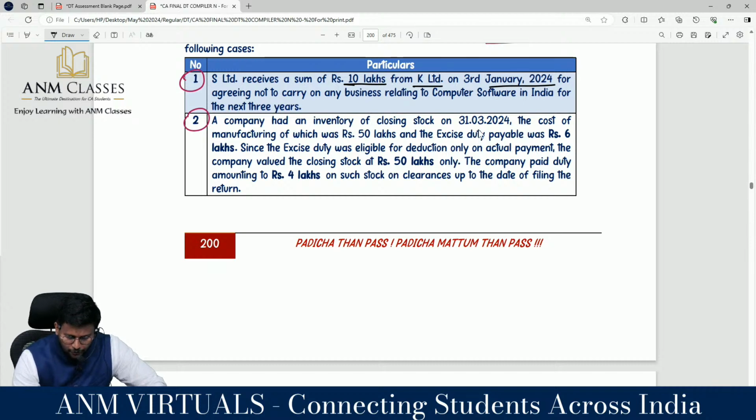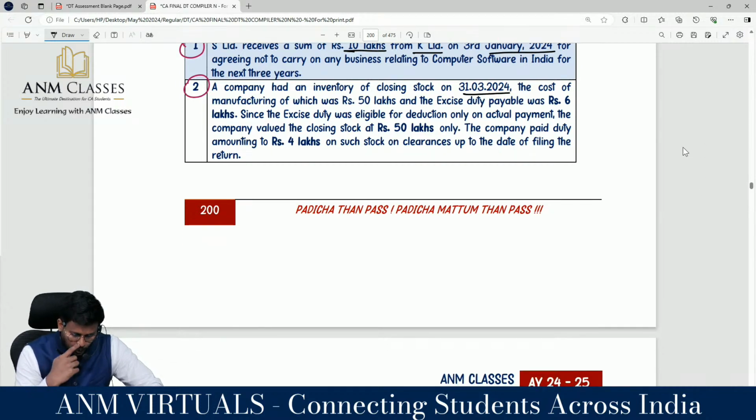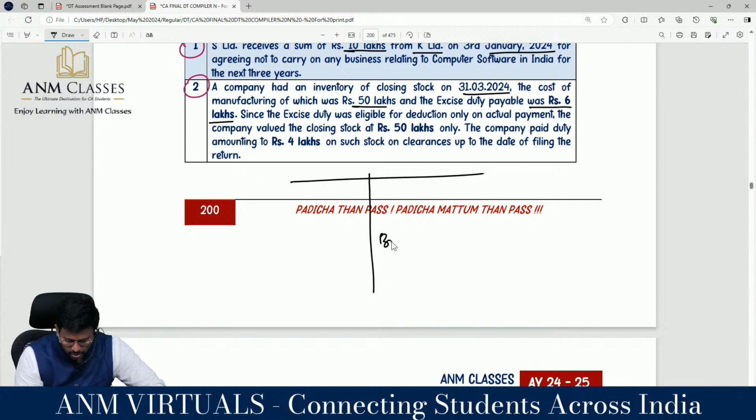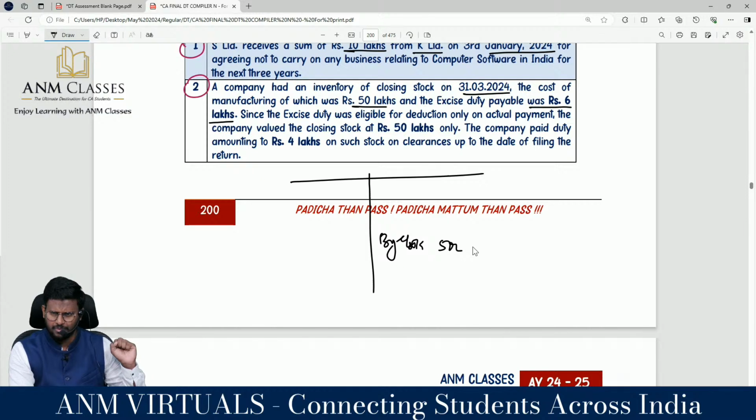A company had a super question, listen very carefully. The company had an inventory of closing stock as of 31/3/2024, at a cost of manufacturing of 50 lakh, and excise duty payable was 6 lakh. So the company had closing stock. How many lakh is the closing stock? 50 lakh. And what duty is payable also? Excise duty. Excise duty means manufacturing duty. Since excise duty was eligible for deduction only on actual payment basis.